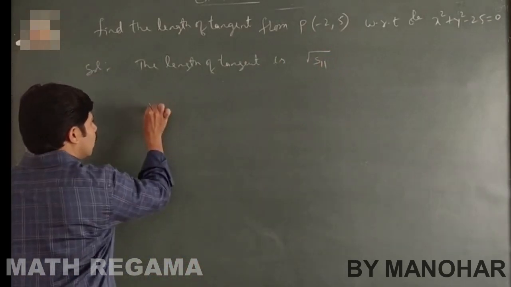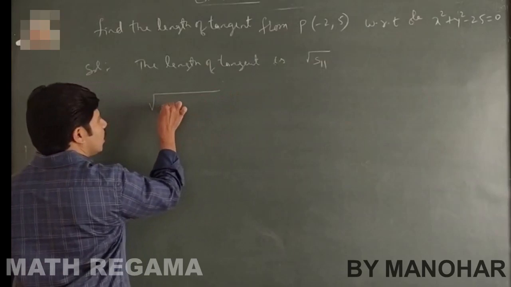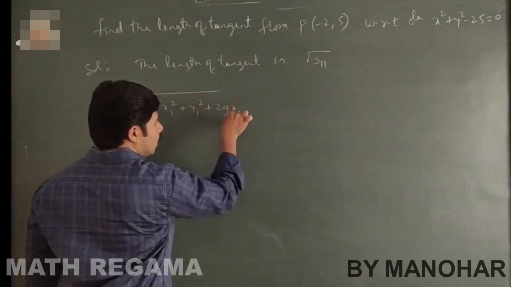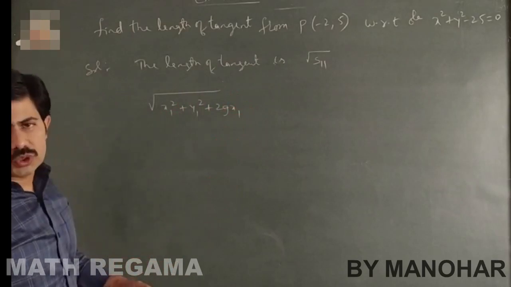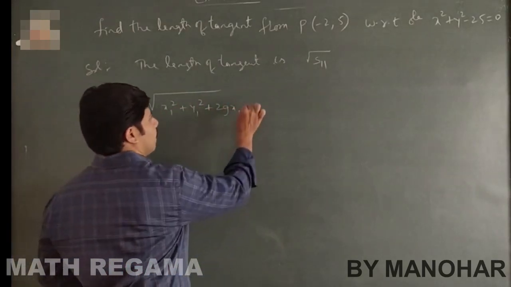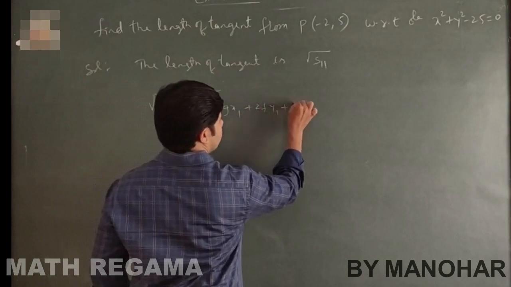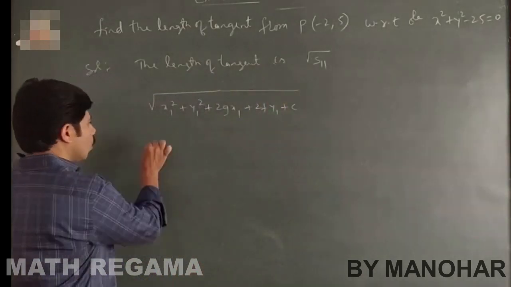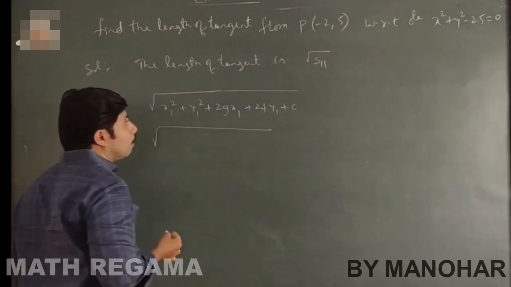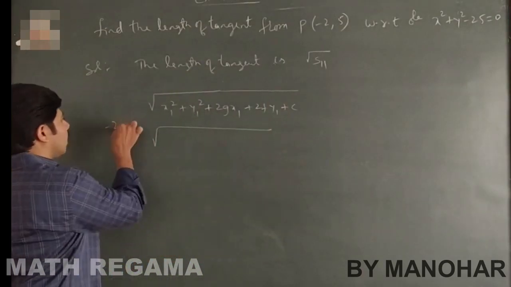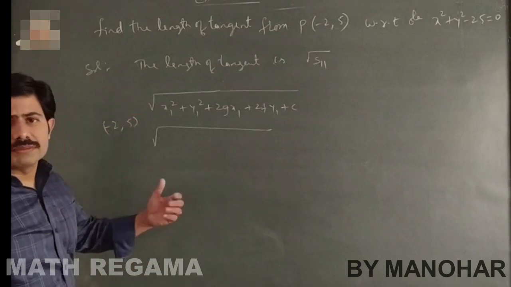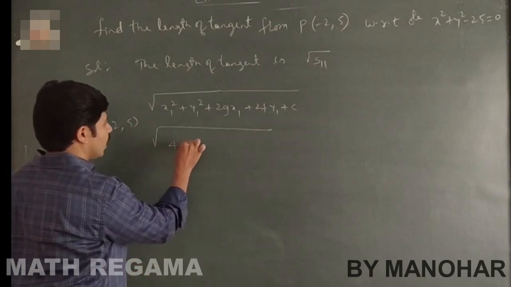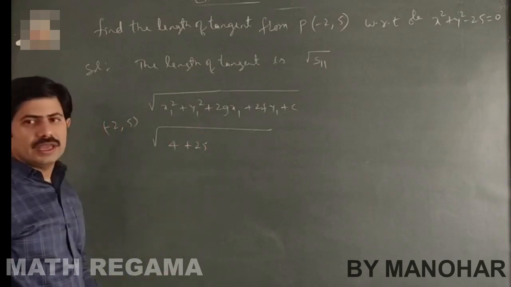So now, under root of S11 notation: x1² + y1² + 2gx1 + 2fy1 + c is the length of tangent. Now we will find out. Under root of, the point is given to us. What is the point? (-2, 5). I am substituting now. x1² is 4, y1² is 25.